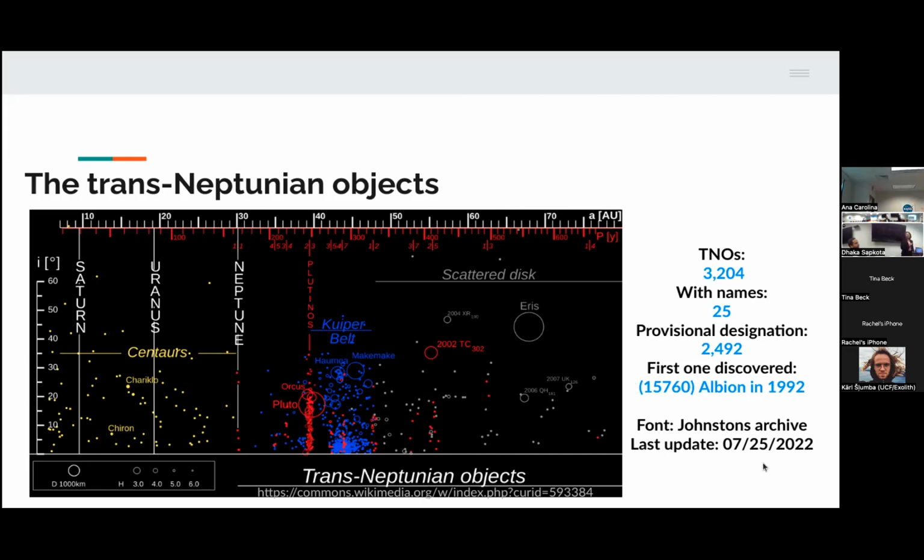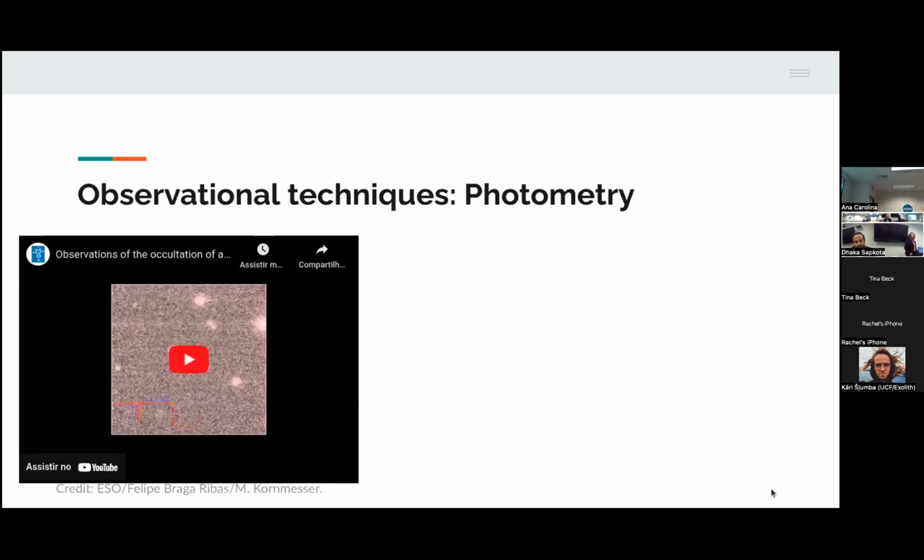I am an observational astronomer, so I will talk more about those objects from an observational perspective. One of the most used techniques that astronomers use to study an object is photometry. In photometry, we are just collecting the light, the flux that comes from an object.